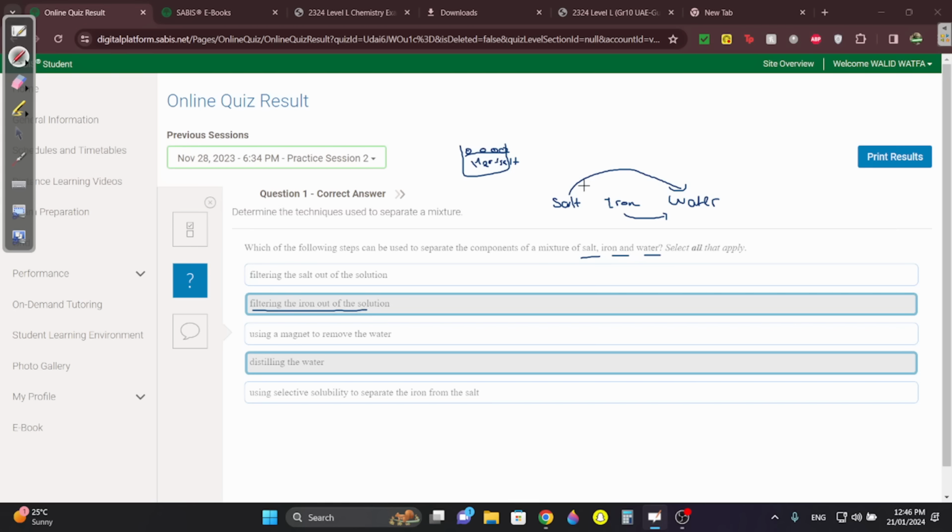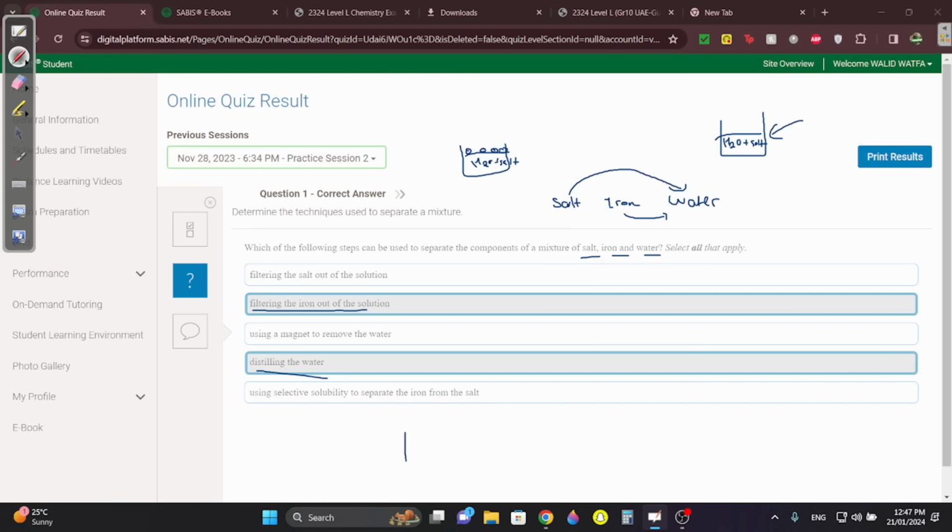Okay, after you filter it, you're going to be left with water and salt, H2O and salt. How do I get rid of the water here and keep the salt? Look, some people say crystallization, but that's wrong. Why is that wrong? Because by using crystallization, you're only going to be left with salt. But I want to have salt and water. Okay? So what do I use? I use distillation.